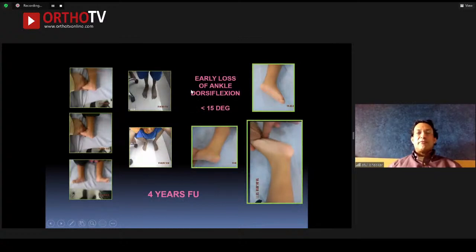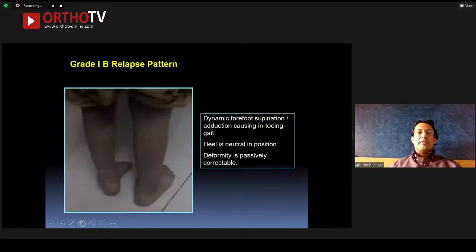So if you get an early loss of dorsiflexion, and they are unable to squat, you start casting or you do a re-tenotomy so that you can get back into this alignment, and this child is at 4-year follow-up and he is able to squat well. So you had a mild recurrence to begin with, which you treated with casting and re-tenotomy.